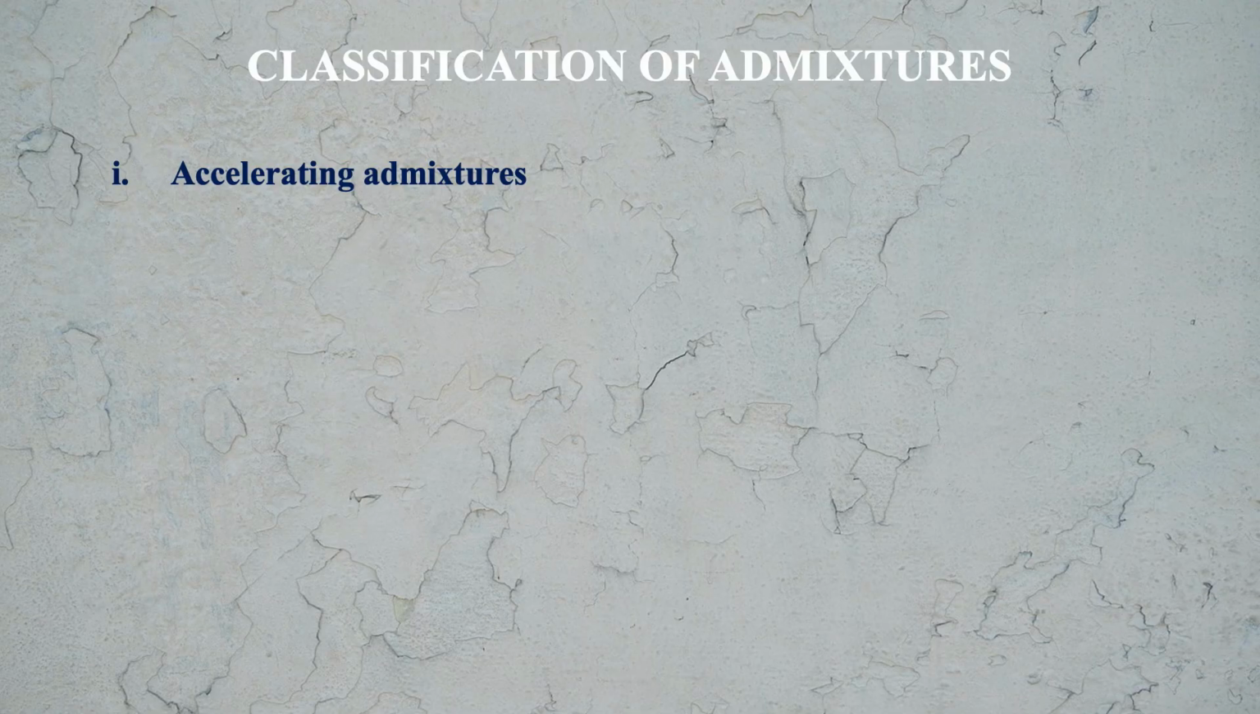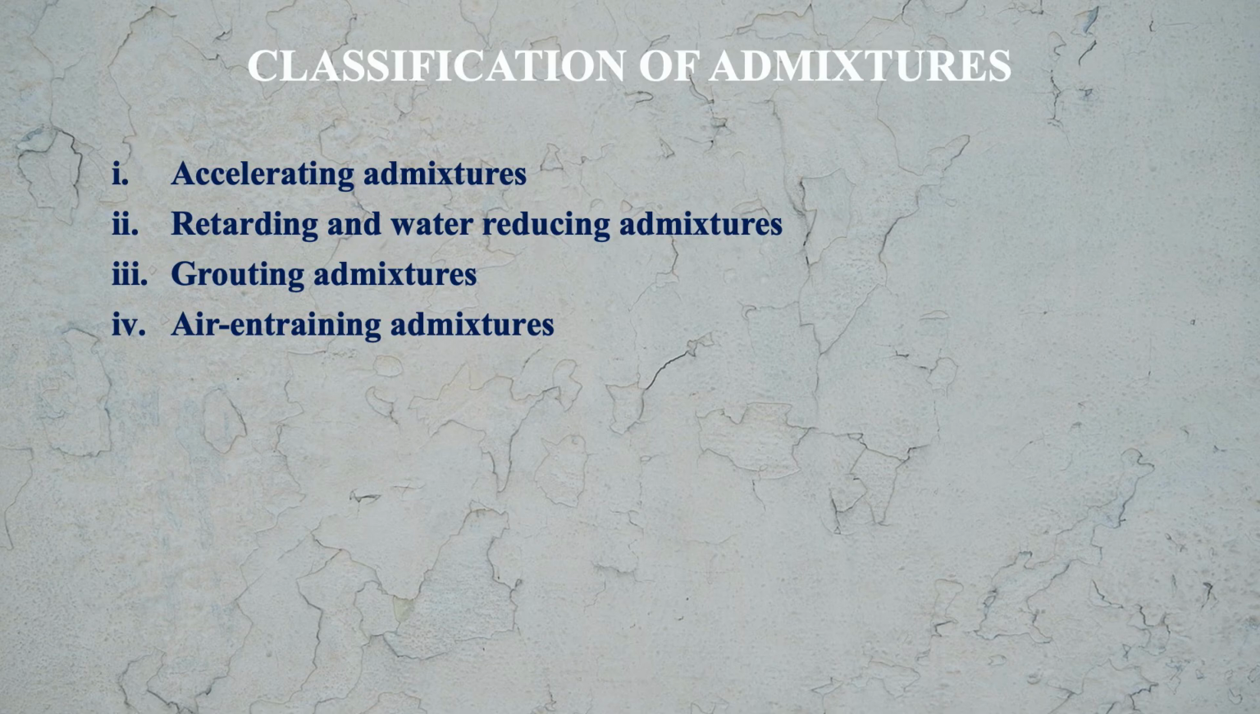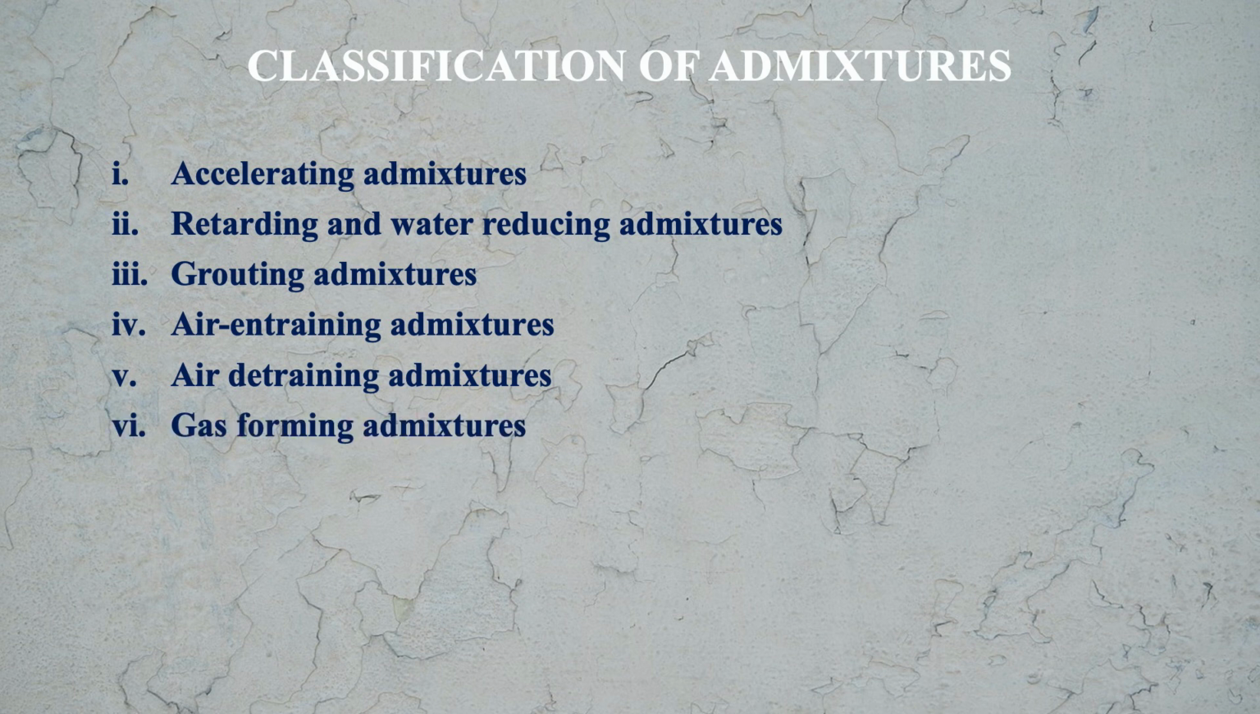Next we see the classification of admixtures, how admixtures are classified. So admixtures are categorized into different categories depending upon their action. Number 1, accelerating admixtures. Number 2, retarding and water reducing admixtures. Number 3, grouting admixtures. Number 4, air entraining admixtures. Number 5, air detraining admixtures. Number 6, gas forming admixtures. Number 7, expansion producing admixtures.